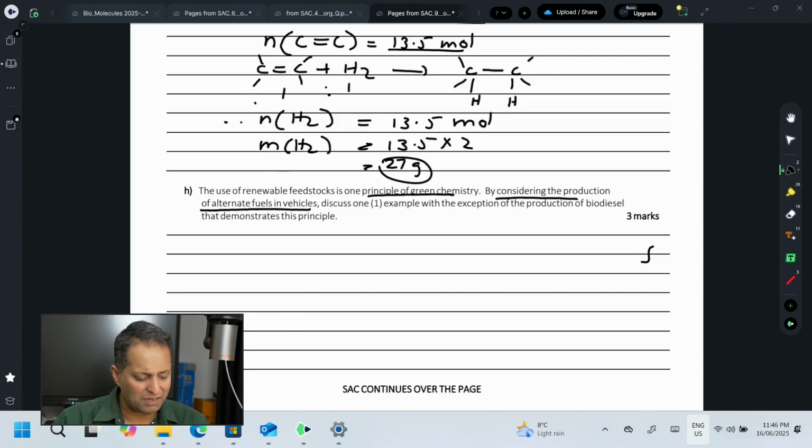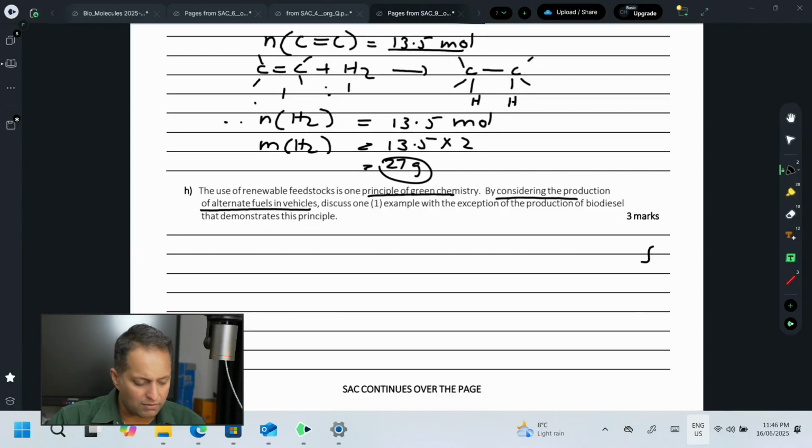But I get a bit of a clue that they want us to name an alternate fuel apart from biodiesel production. That's what I get. So they are asking, can you just name some sort of alternate fuel which is a renewable fuel, produced using renewable feedstock. Anyhow, I think that's what they are trying to say.